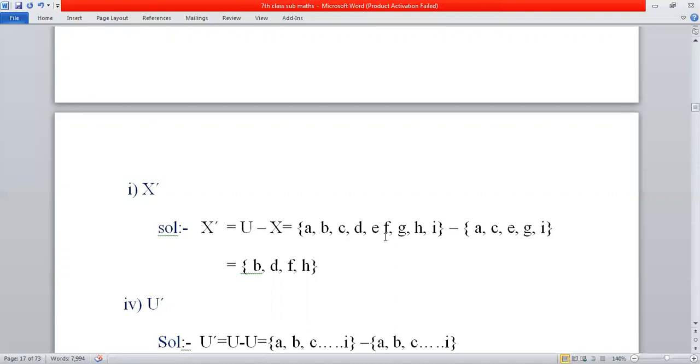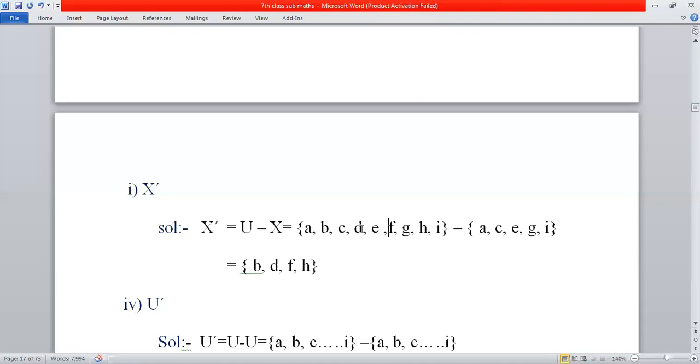So just like in the previous question we did, we look at the first set. A is present in the second set. Yes, it will be subtracted, so it will not come in the answer. The second value is B. Is it present in the second? No, so it will come in the answer. Next, C. C is present in the second set, which we are subtracting. So C will be subtracted.